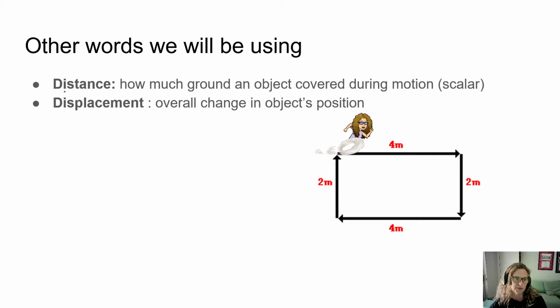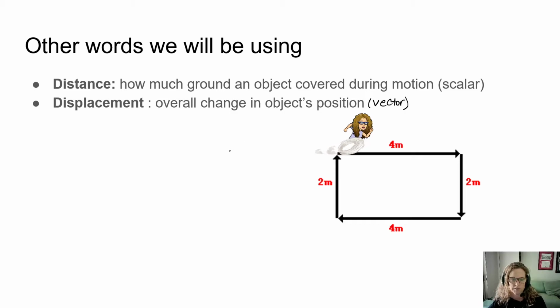Two more words we need to know are distance and displacement. So distance is how much ground an object covered during its entire motion, and it doesn't have a direction. It's a scalar quantity. Displacement does have a direction, so we call that one a vector quantity.